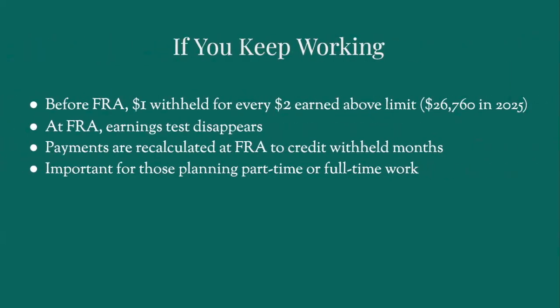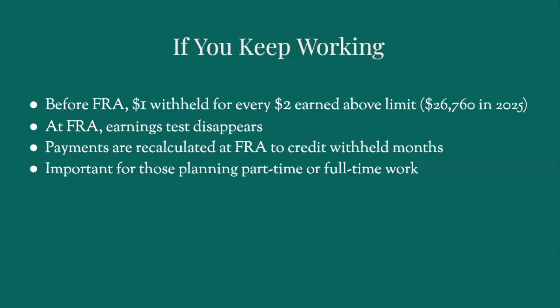If you keep working before your full retirement age, $1 is withheld for every $2 earned above a very low limit, about $27,000 in 2025. It's kind of an earnings test. So once again, this goes back to if you wait till your full retirement age, you don't really get restricted. At your FRA, this earnings test disappears. So if I wait till my full retirement age and continue to work and file for Social Security, nothing goes against me. I can claim my full amount.